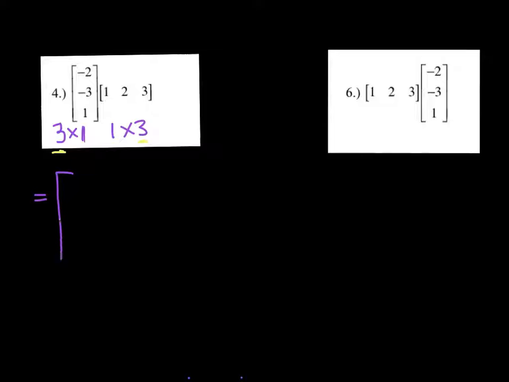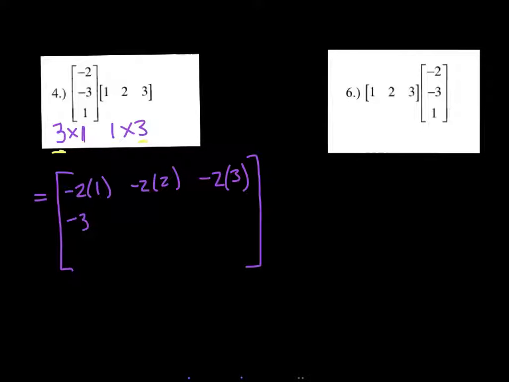So what will happen is we'll get negative 2 times 1 as the first entry, negative 2 times 2, and negative 2 times 3. If you guys are seeing that, that's all this is going to be, you can probably figure out the rest easily, what the matrix will end up as, but I'm going to just, again, go through the whole process. So negative 3 times 1, negative 3 times 2, negative 3 times 3, and your last one, 1 times 1, 1 times 2, 1 times 3.